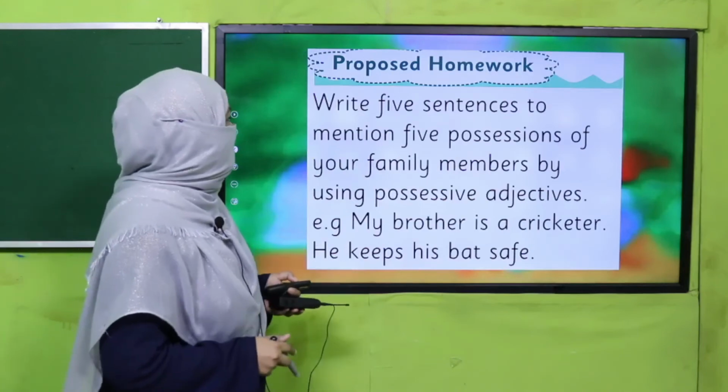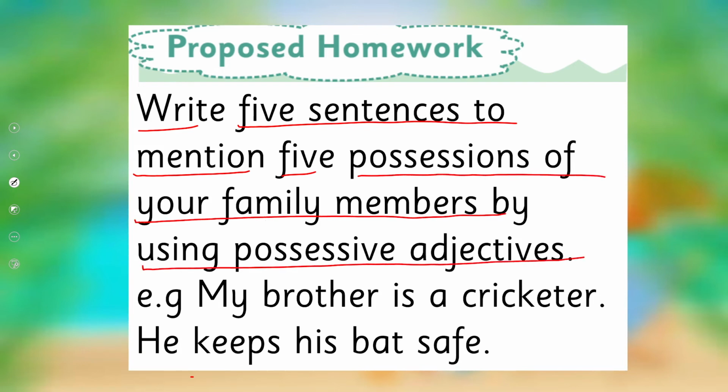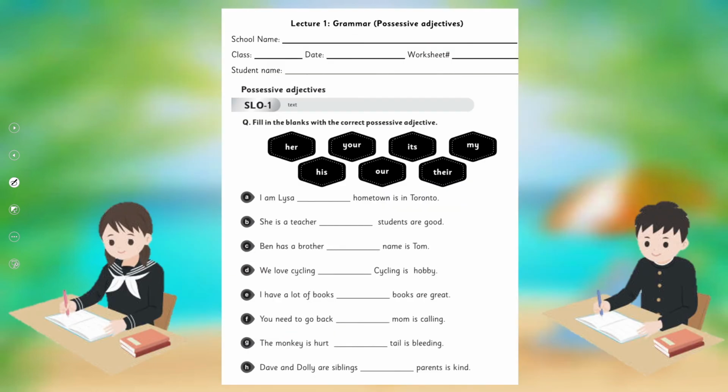All right, it's time for your homework. You will write 5 sentences to mention 5 possessions of your family members by using possessive adjectives. For example, you can say, my brother is a cricketer and he keeps his bat safe. Okay, so likewise, you will keep making sentences. So this is your homework, and I'm giving you a worksheet.